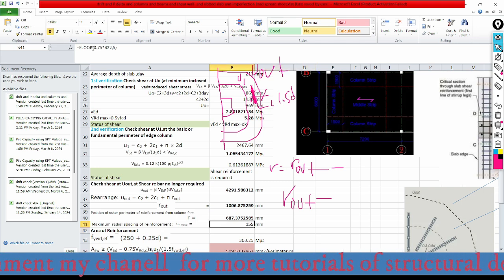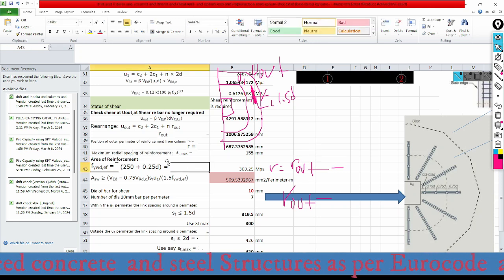How does it come? Simply, it is provided in the code. The code specifies that for the maximum radial spacing of the reinforcement, SR max should not exceed 0.75 times d. If this is the radial spacing, it should not exceed 0.75 times the effective depth of the slab. And when we come to the tangential spacing, here this is the tangential spacing, ST. The tangential spacing depends on the perimeter.